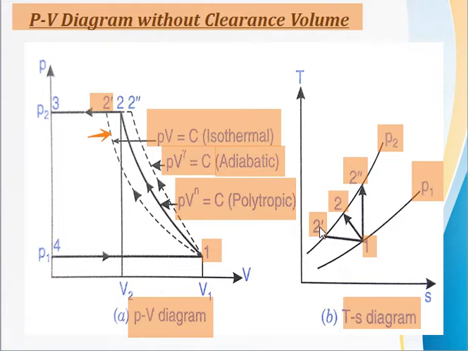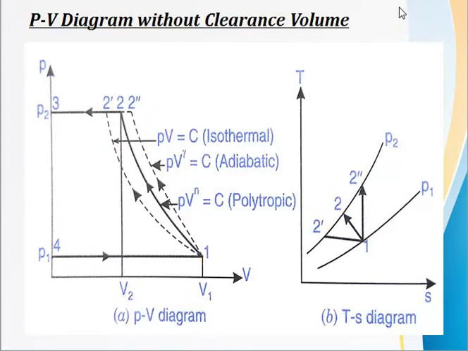Preferred process means what? There is no heat loss actually, there is no temperature difference. But here in case of 1 to 2 double dash, this is highly inefficient because there is a considerable rise in the temperature, and that will literally reduce the isothermal efficiency, and in turn it will impact the volumetric efficiency of the compressor.